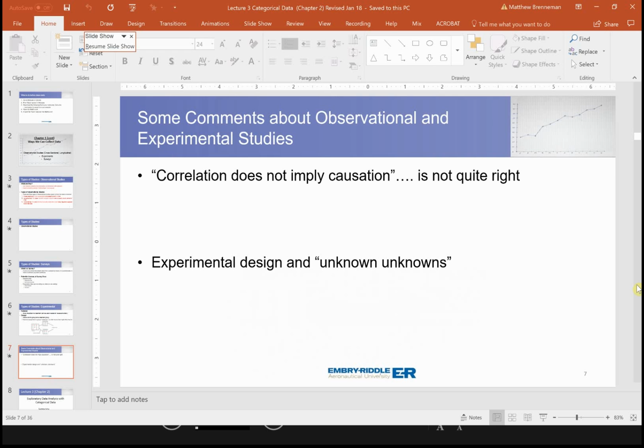Okay. So two things really quick I just want to point out that I think any educated person should know about this sort of stuff. How many people have heard this phrase, correlation does not imply causation? Anybody? What does that mean? It means just because two variables happen at the same time doesn't mean one variable causes the other. Can you give me an example? That's absolutely right.